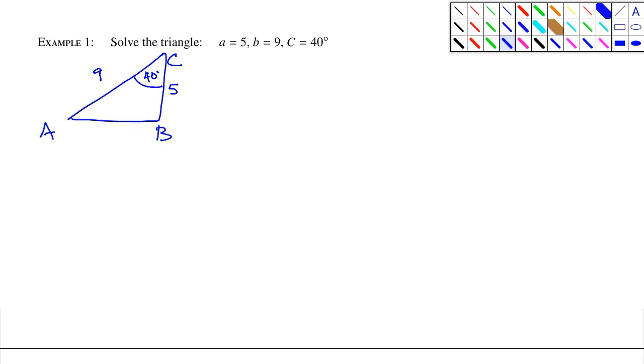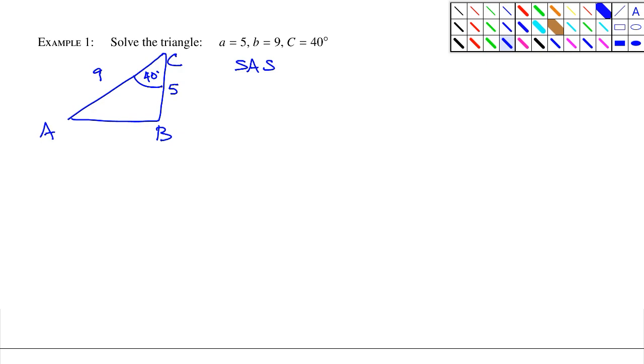Now, whenever you look at solving the triangle, what you want to ask is, what type of triangle is it? This one is a side angle side. In other words, you don't have a complete pair. You have angle C, but you don't have the side across from it. You have side B, but you don't have angle B. And you have side A, but you don't have the angle across from it.